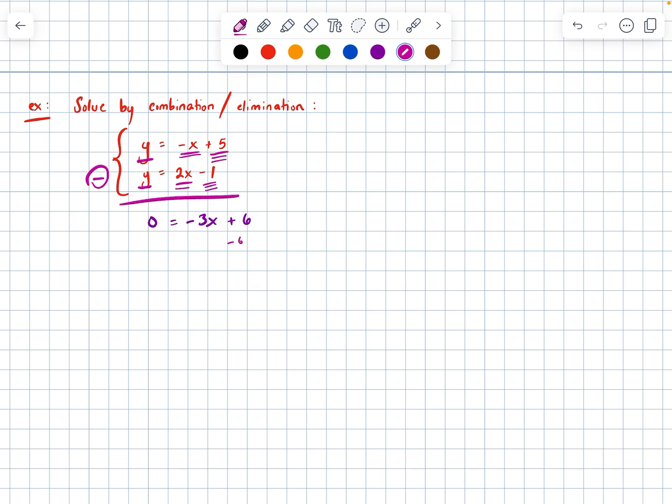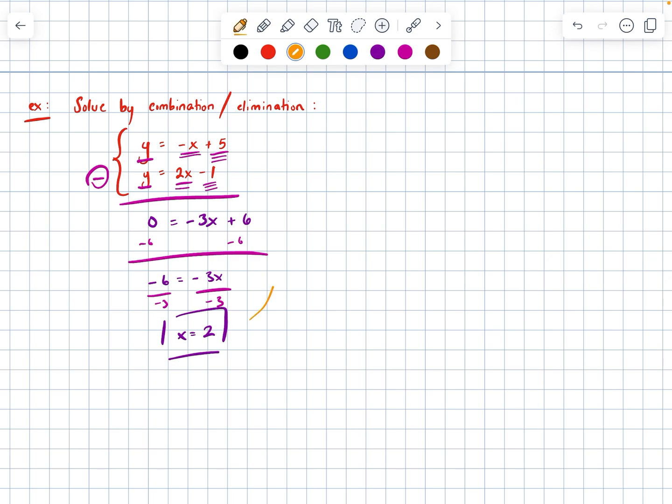From here, again, I just need to solve for x. Well, I'll start by subtracting 6 from both sides. I could add 3x to both sides. It doesn't matter. Negative 6 is equal to negative 3x. Divide both sides by negative 3, and that tells me that x is equal to 2. That shouldn't surprise us if you look back at your notes from 5.3, I think, and also 5.2. We've solved this system before.